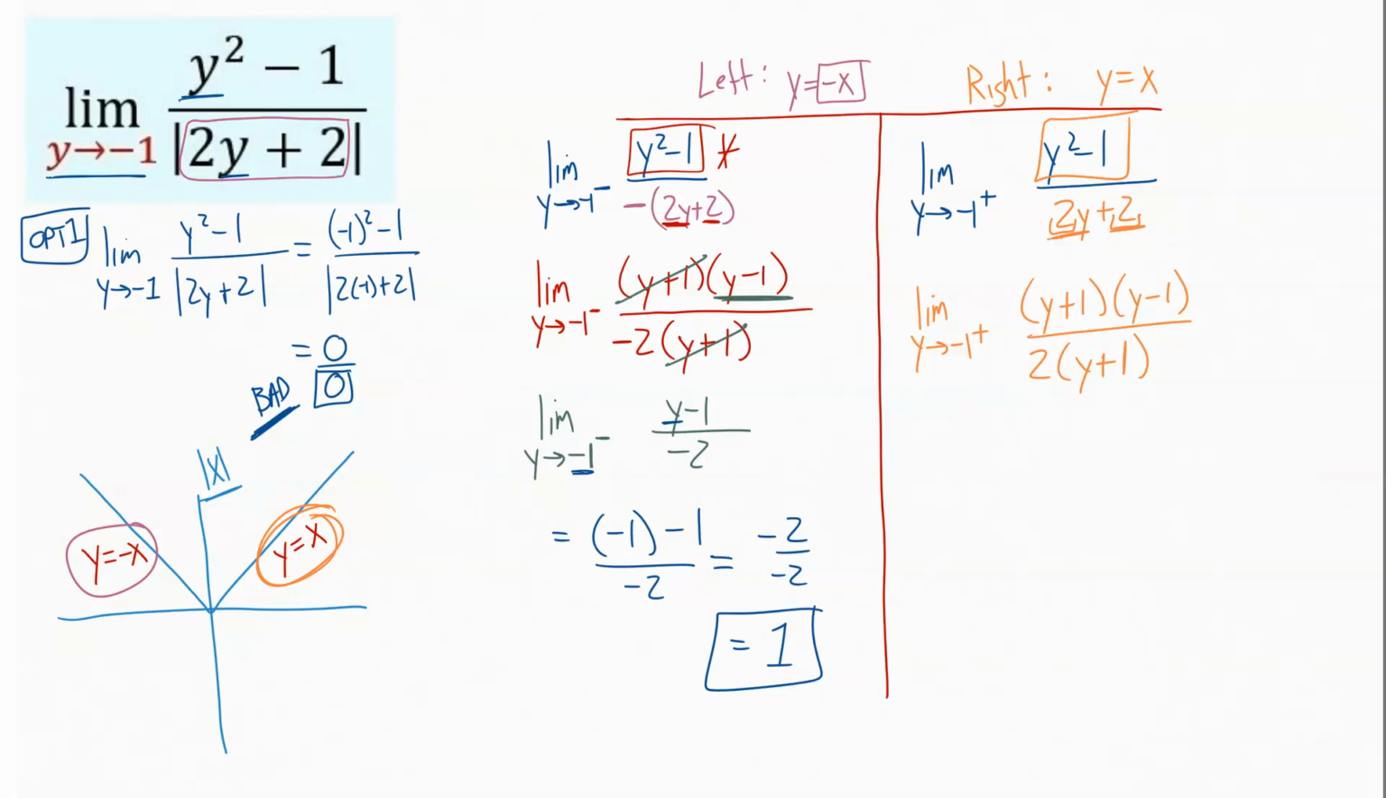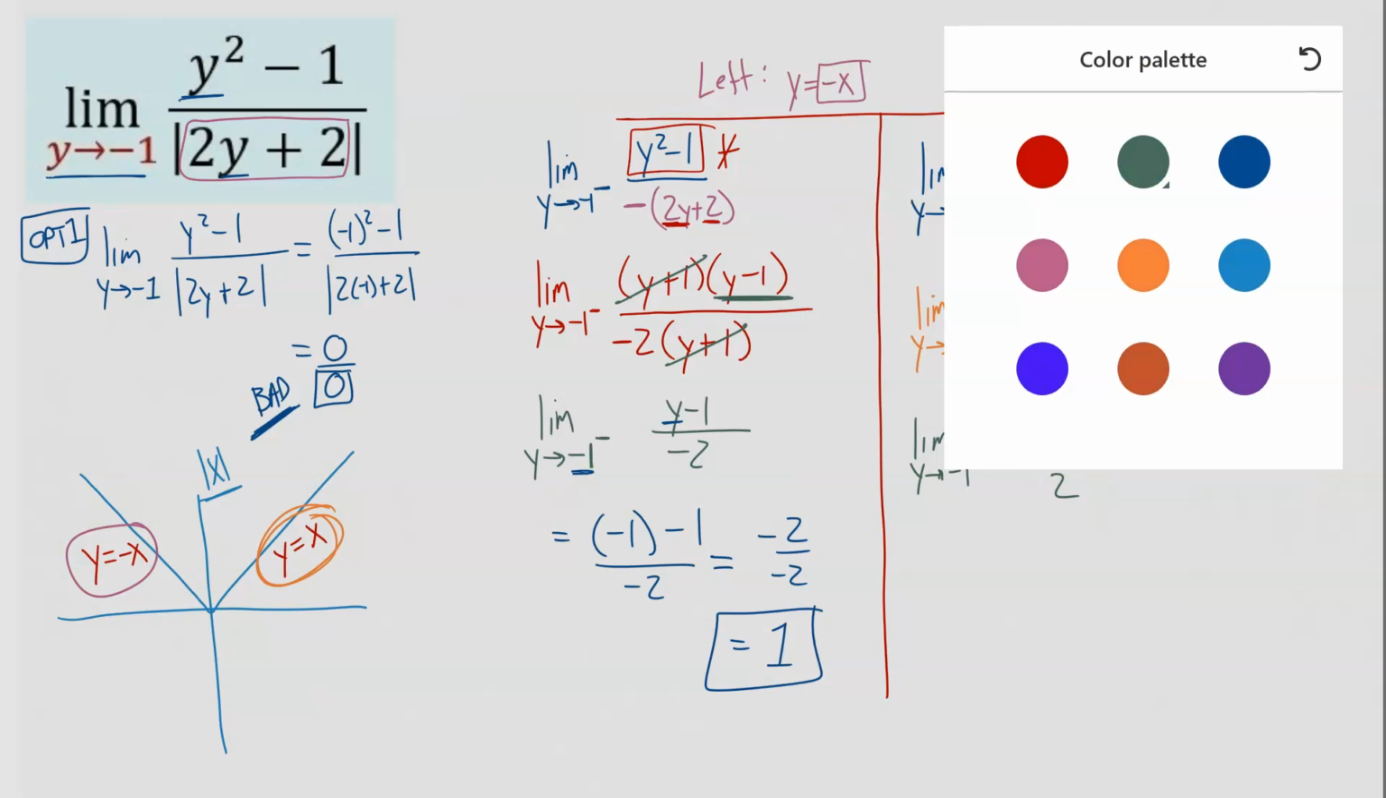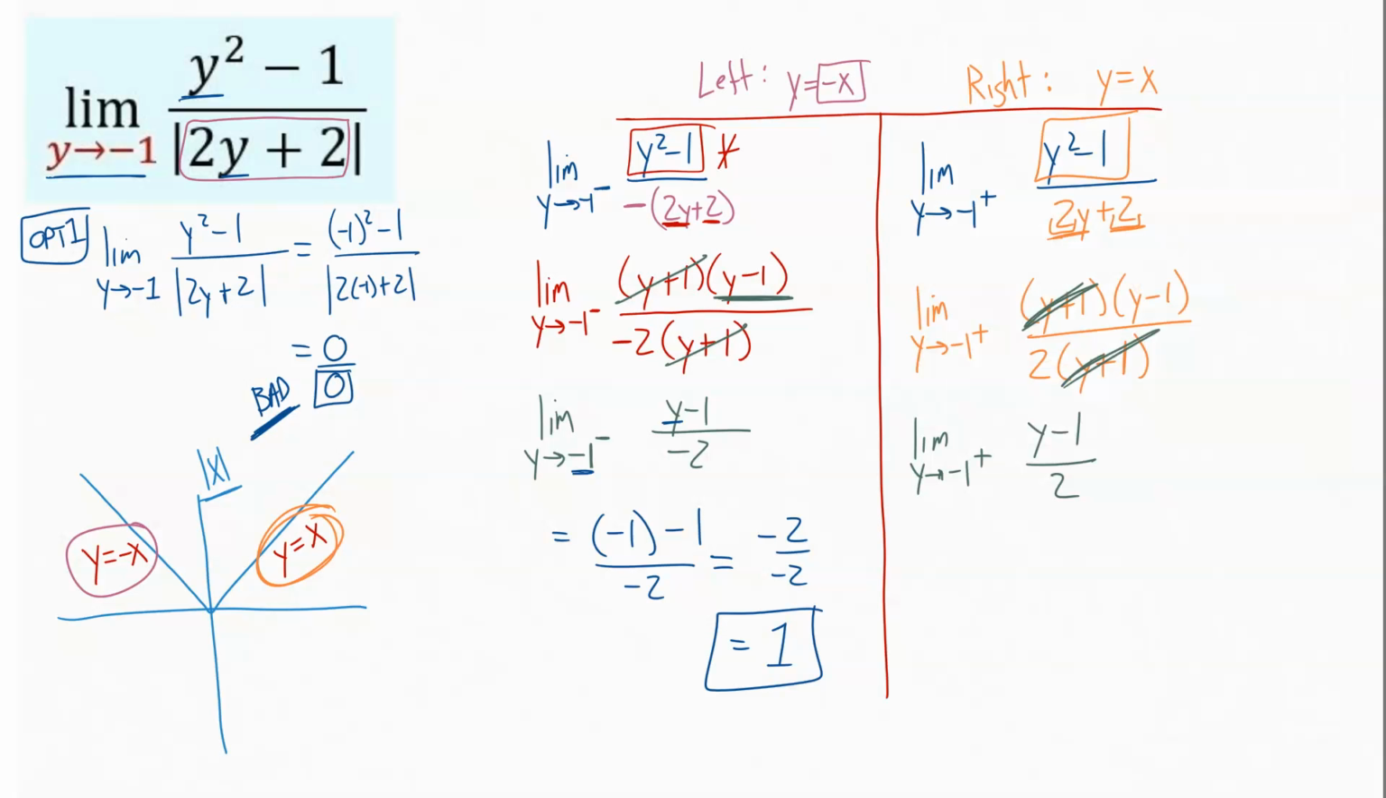And then what do we see happen again? Miraculously, we get that cancellation that we were hoping for. Y plus 1 cancels with y plus 1. We rewrite what we have. Limit as y approaches negative 1 from the right. So on the top now we have y minus 1, and on the bottom we have 2. Back to option 1. Everything should end in option 1 if you've done it right.